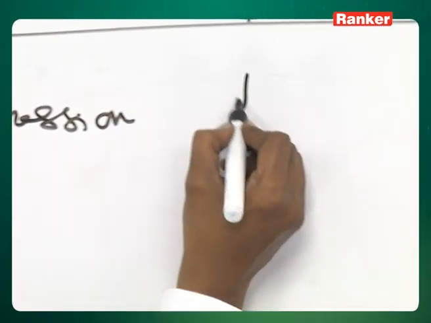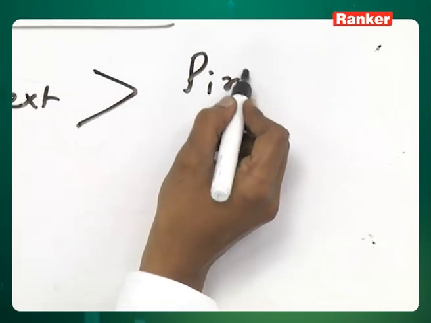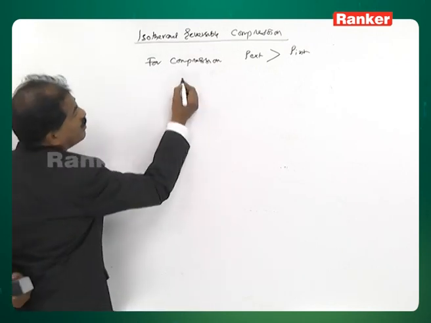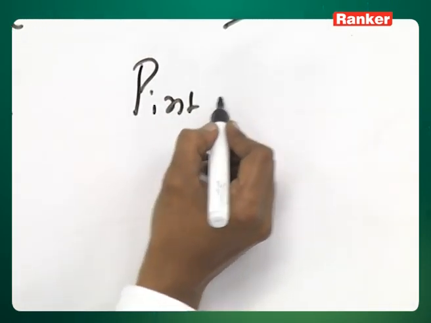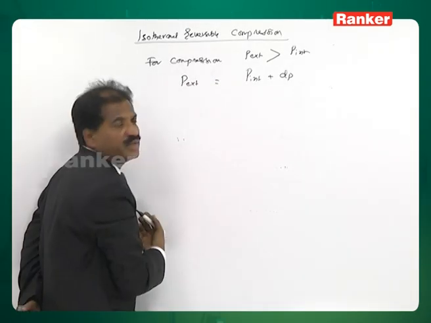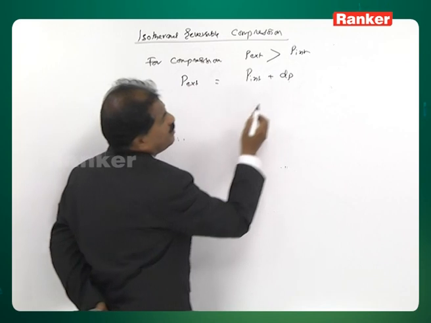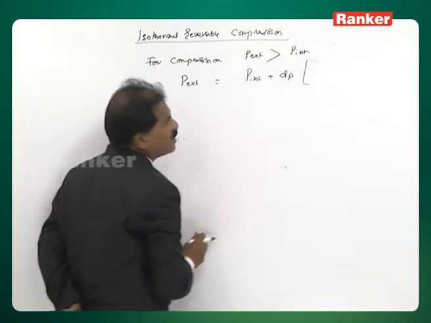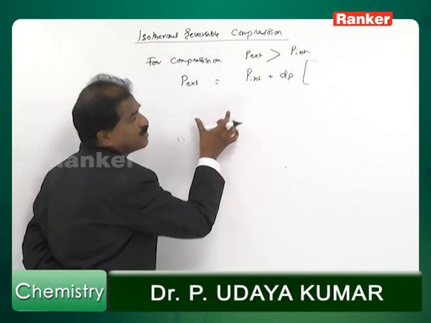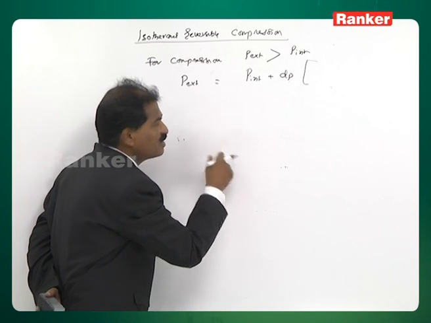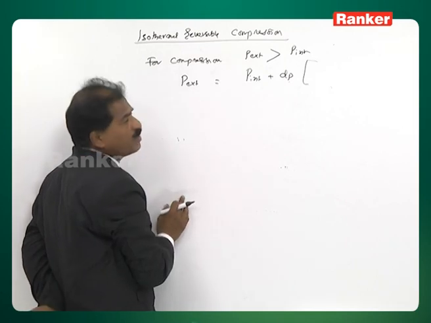For compression, P external must be more than P internal. Therefore, P external is equal to P internal plus dP. Here dP is the pressure difference between the surroundings and the system. When the pressure difference between system and surroundings is negligibly small, the degree of expansion or compression that takes place is also very less. That lesser degree of expansion in each step is described as reversible expansion or reversible compression.